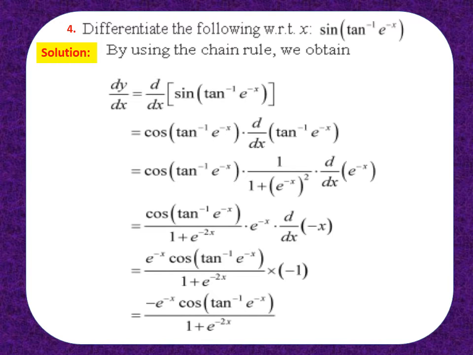Moving to question 4. Differentiate the following with respect to x. That is sine of tan inverse e power minus x. So we have sine, we have tan inverse, we have e power minus x. So remember the chain rule. Now first we have sine. So the differentiation of sine is what? Cos. So we are getting cos of tan inverse e power minus x. Now we have tan inverse. So the tan inverse differentiation was 1 upon 1 plus x square. In place of x we have e power minus x.